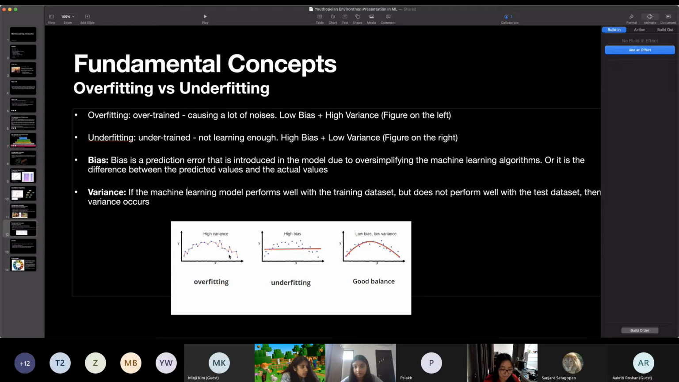It's generalizing too well on the training data sets. And if you have high bias, if you're underfitting, you have a lot of prediction errors. Apparently, this has a lot of prediction errors. So these are another important concept to consider.